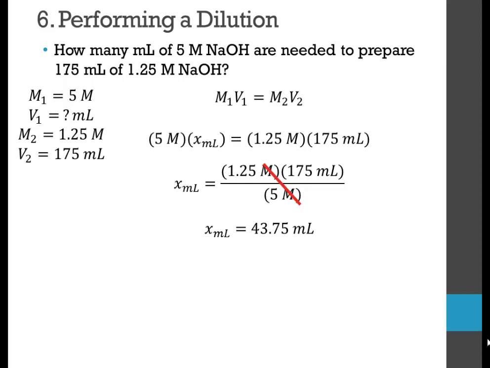So if I take that and dissolve it up to a total volume of 175 milliliters, that's going to give me my 1.25 molarity of sodium hydroxide.